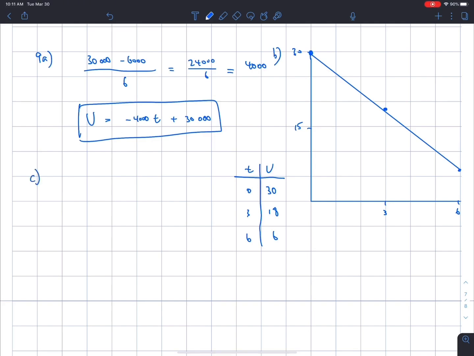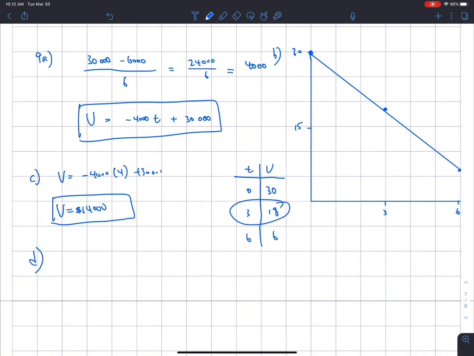C, what is the value of the car after 4 years? So value equals negative 4,000 times 4 plus 30,000. We get 14,000. That's the answer for C. After how many years was the car worth 18,000? Well, we can see it here already. That's 3 years. Okay, that's question 9.